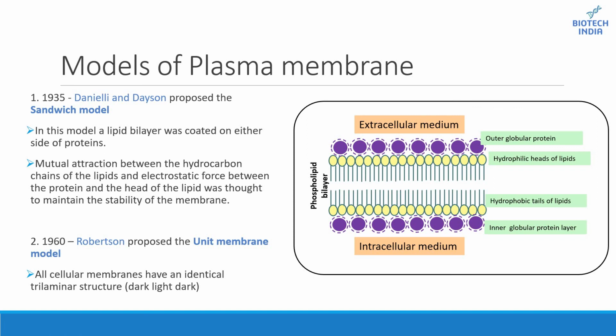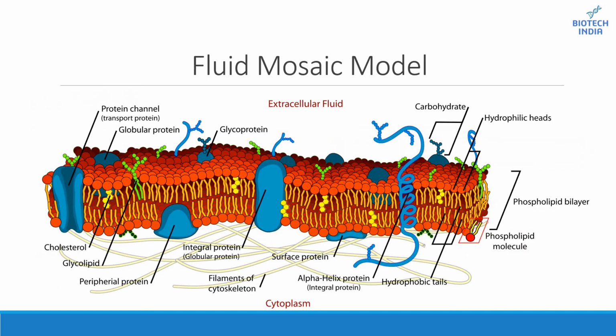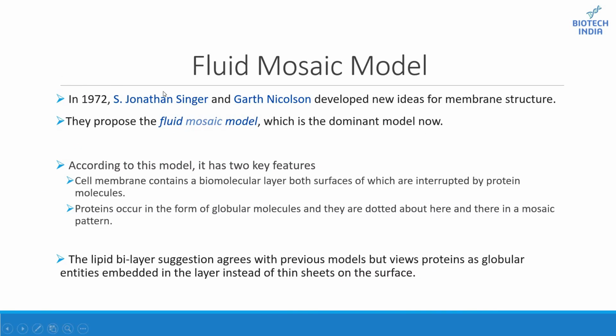In 1960, Robertson proposed a unit membrane model. So it says all cellular membranes have identical trilaminar structure, that is dark, light, dark. In 1972, S. Jonathan Singer and Garth Nicolson developed a new idea for membrane structure. They proposed a fluid mosaic model, which is the dominant model now.